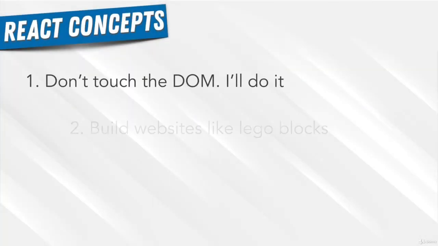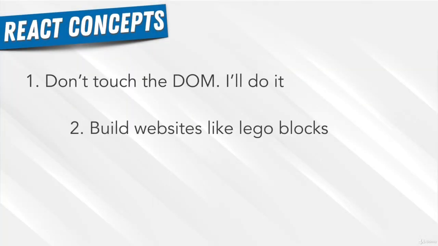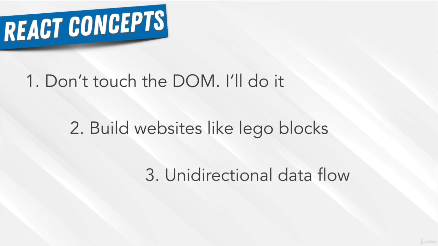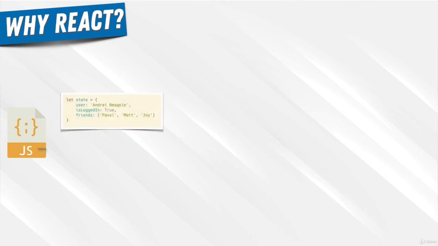So we've learned the first two concepts. The third concept that made React really popular is this idea of unidirectional data flow. What do I mean by that? Well, so far we understand that React is just a JavaScript library that allows us to write more JavaScript to have interactivity on our websites. And in React, we have this idea of state, which you can think of as a JavaScript object that describes our app. So all the data of our app is within this state.